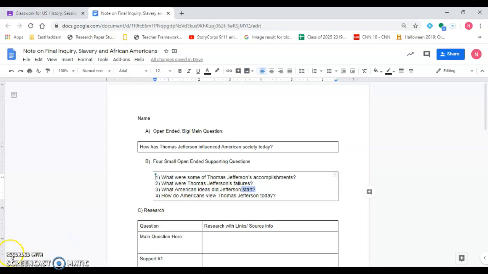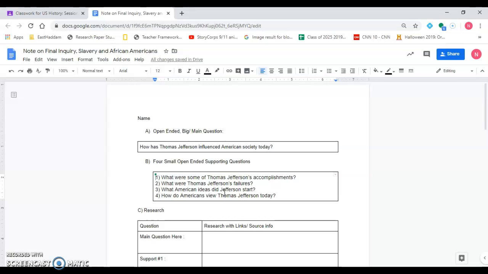These are very different questions from your original question, but these questions help support the answer to the big open-ended question. For example, you need to know Jefferson's accomplishments in order to figure out, okay, how did he change American society for the better today? You need to know his failures. Is there any way that maybe there are some things in our current society that he did that weren't so good? What ideas do we have?